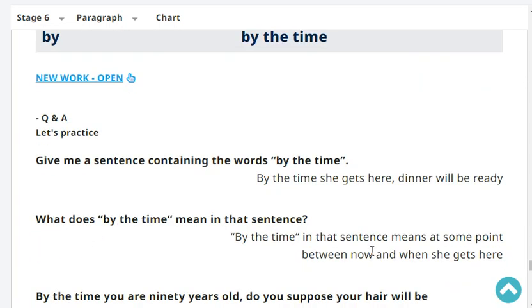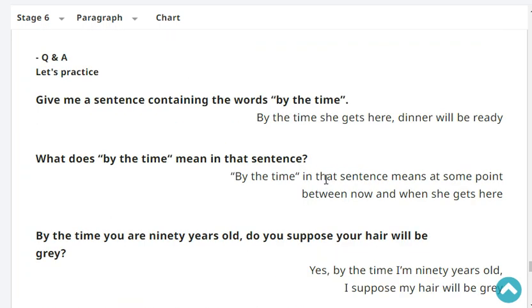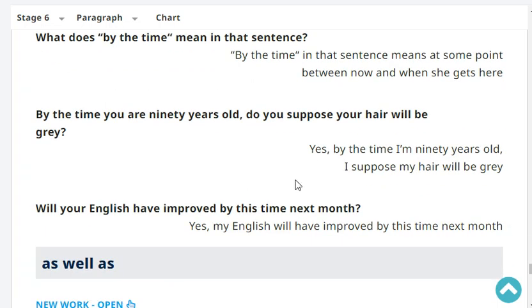Give me a sentence containing the words by the time, please. By the time he gets here, dinner will be ready. What does by the time mean in that sentence? By the time in that sentence means at some point between now and when he gets here.